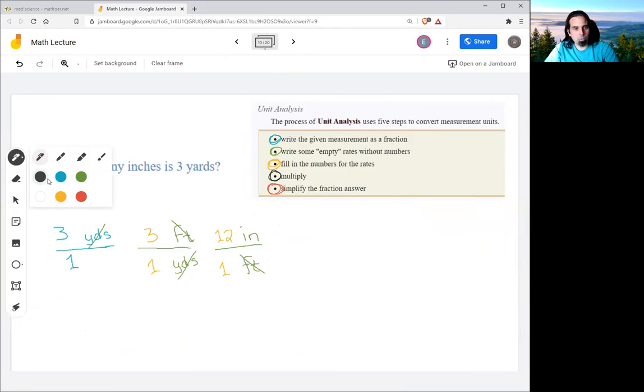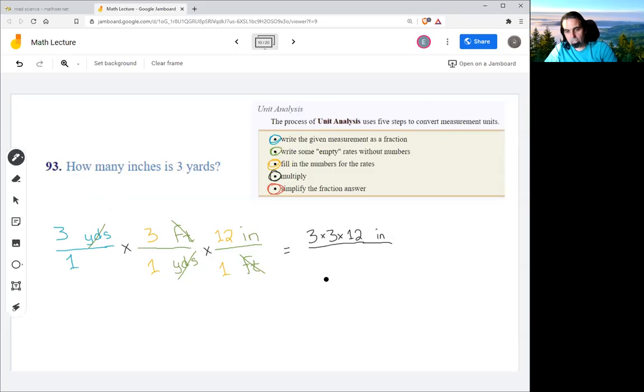Okay, we did it. We're at inches. Our goal is there. So we are done. Now we multiply. On top, I have a 3 times 3 times 12. And the only label that's left is inches. On the bottom, I have a 1 times 1 times 1. And there's no label left. 3 times 3 times 12, well, 9 times 12 is 108. And anything over 1 for the last answer, top divided by bottom, it's just going to stay 108.